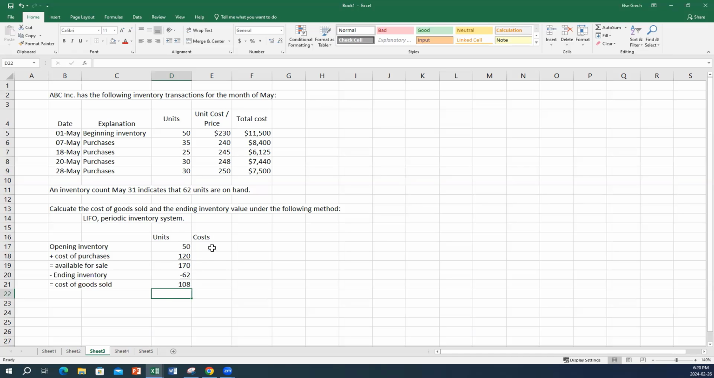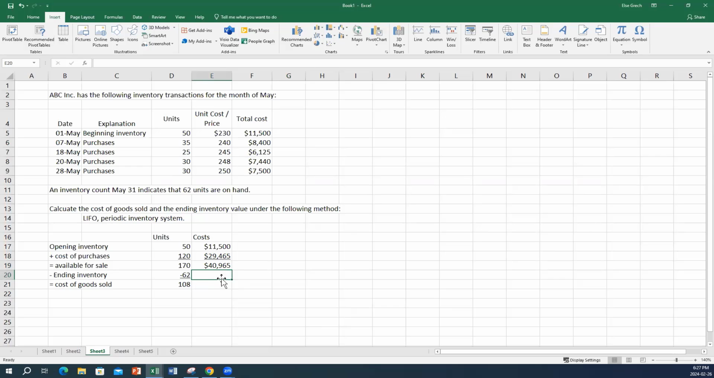Now, can we determine some of the costs? And we can. We know the opening inventory is 11,500. We know the cost of the purchases are going to be all 4 purchases throughout the period. So that's 29,465. If we add those two amounts together, it will tell us exactly how much is available for sale throughout the period: 40,965. Now, I don't have the cost of the ending inventory or the cost of goods sold. I have to calculate that, and I'm going to do it using LIFO.